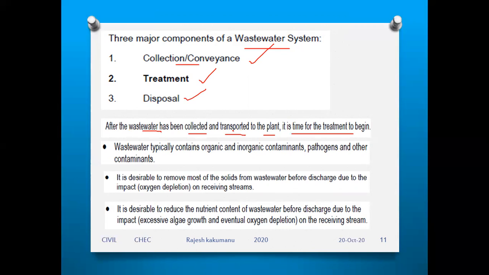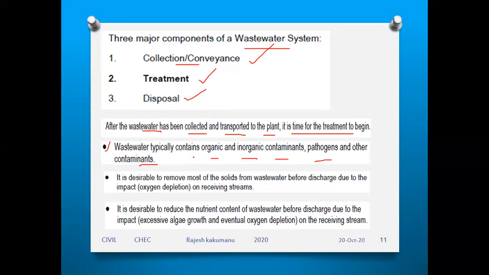So these are collected and transported through the sewer pipes to the main treatment plant. It is the time for treatment of the process. Then what is the point here? The wastewater typically contains organic and inorganic contaminants. So what's happening here? It has organic and inorganic contaminants, pathogens and other contaminants.